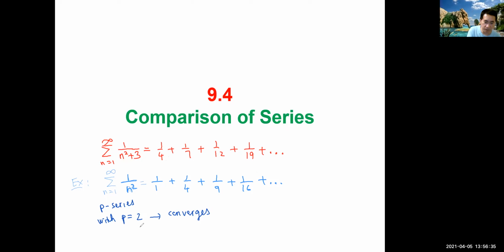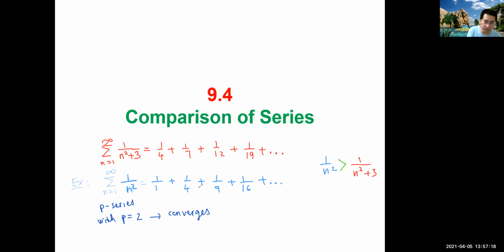If you look at the formula, we have 1 over n squared plus 3, and the blue series has the formula 1 over n squared. Which one is bigger? 1 over n squared is always bigger, because the 3 units more in the denominator make the other one smaller. So every single term in the red series is smaller than every term in the blue series. Now, we know that the blue series converges.